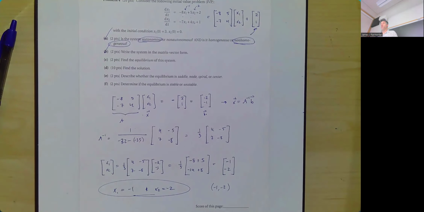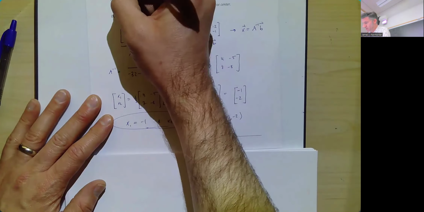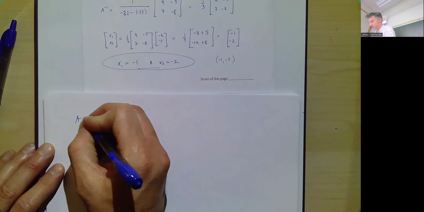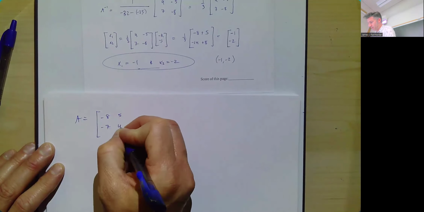So what I would say for a non-homogeneous system like this is, after you've found the equilibrium, the rest of it is to ignore the non-homogeneous part. Just deal with the matrix A like you usually would. Find the eigenvalues, find the eigenvectors, write the solution in the usual way. So let's do that. We did that part. Now we're finding the solution. So our matrix A is -8, 5, -7, 4.